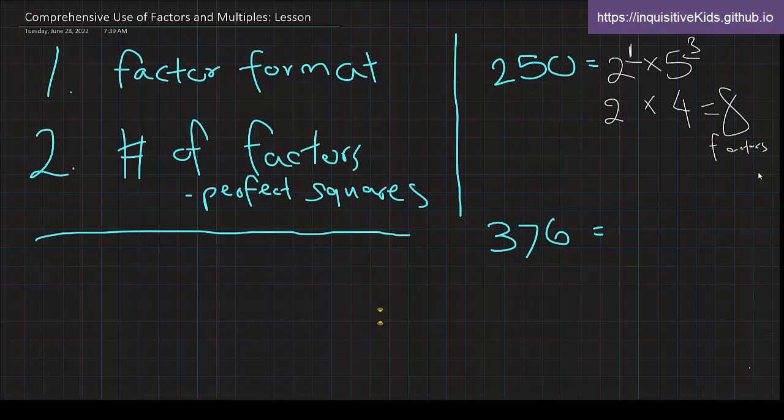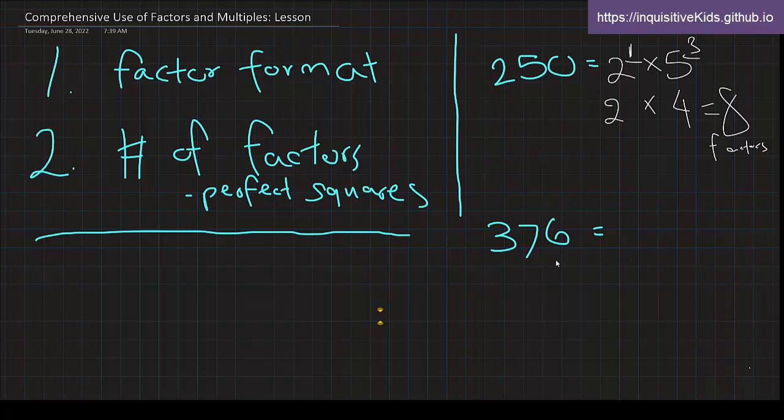Now, why is that true? Well, if we were to list these all out, you'll see that for 2, remember, we can either have 1 two or we can have 0 twos. For 5, we can either have 0 fives, 1 five, 2 fives, or 3 fives. And so this has 2 different options, and this has 4 different options. Multiply those together, you get 8 factors.